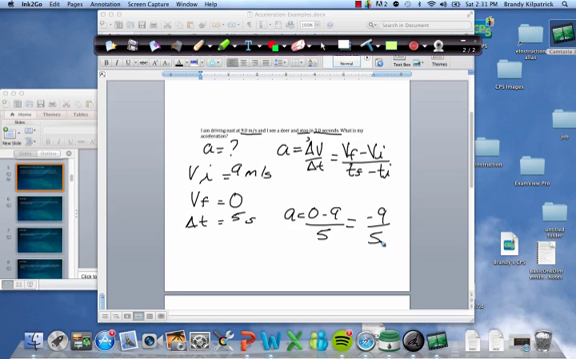So when I divide that, I'm going to get 1.8. So acceleration is equal to negative 1.8 meters per second squared. So what this means is that for every 1 second that passes, my speed decreases by 1.8 meters per second. Okay, so it is negative because I am slowing down in this case. All right, so let's go ahead and look at another problem.